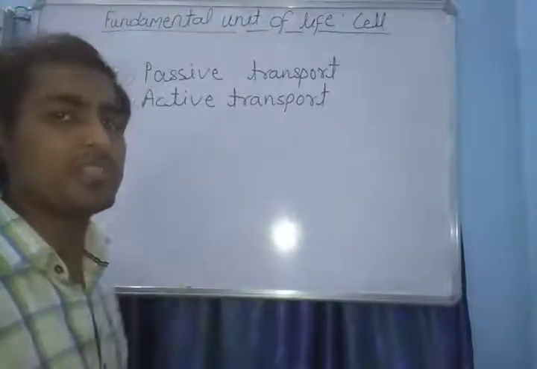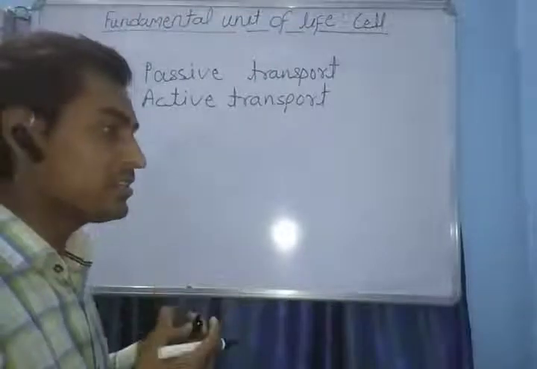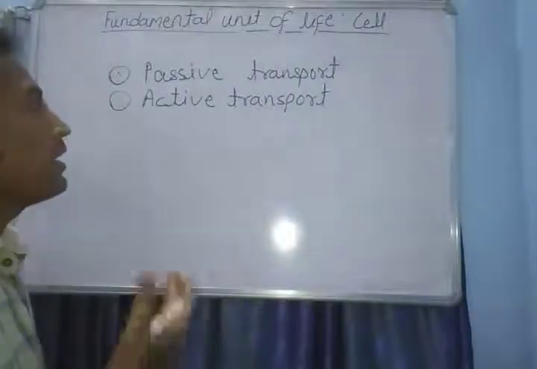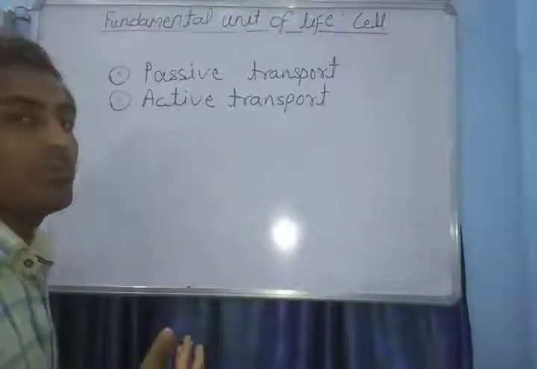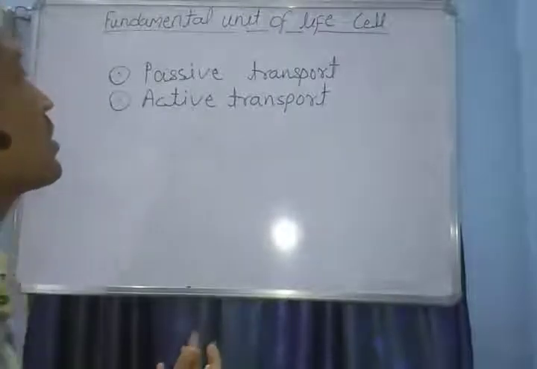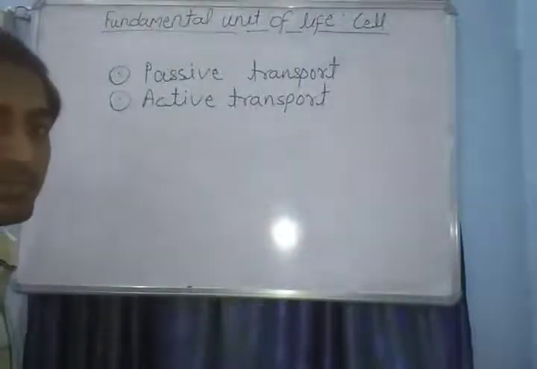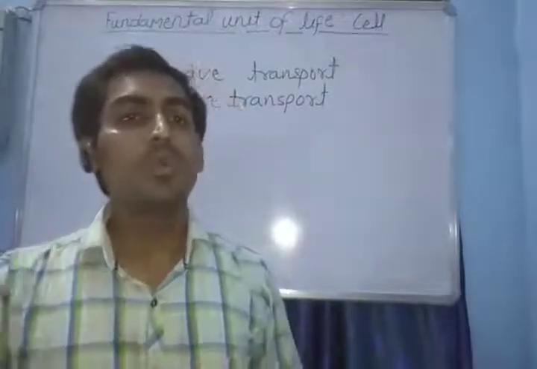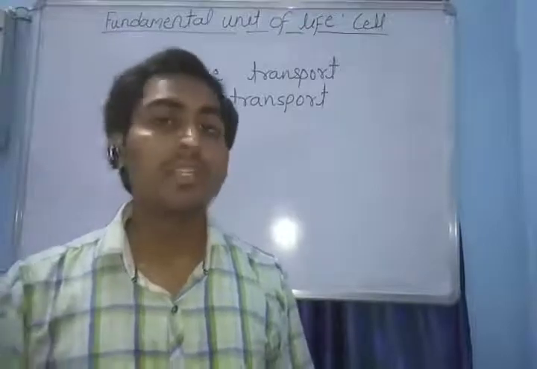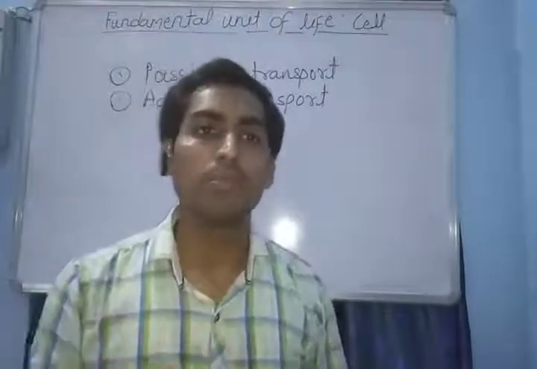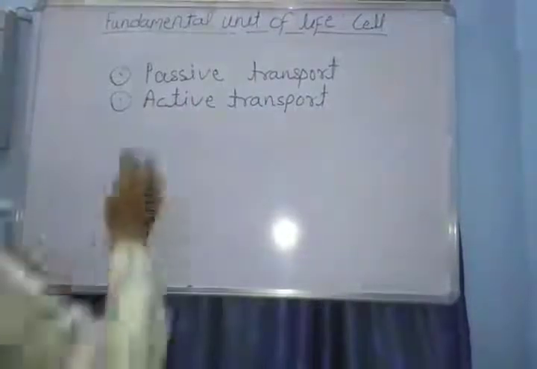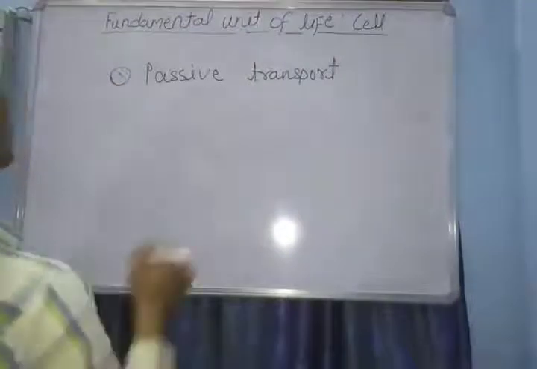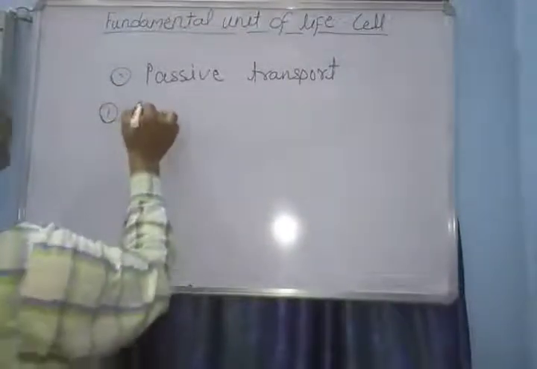So on which basis does it work, if it does not utilize energy? In passive transport, movement of substances is based on the concentration gradient; it moves from higher concentration to lower concentration. It is divided into two types. The first one is diffusion.